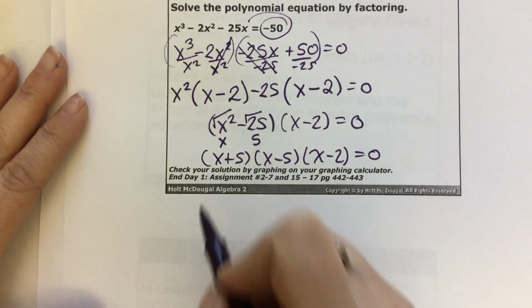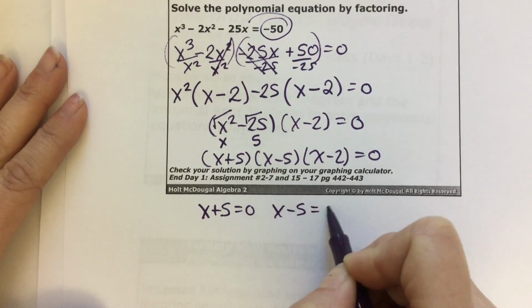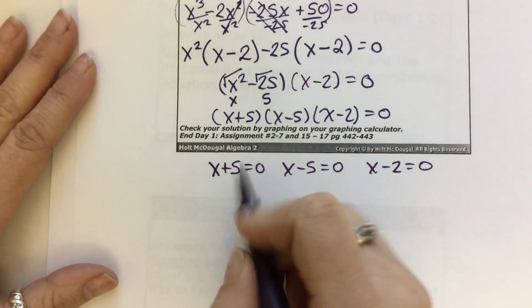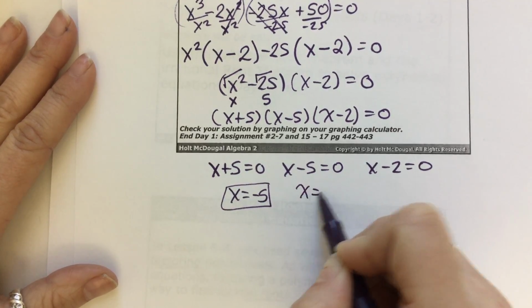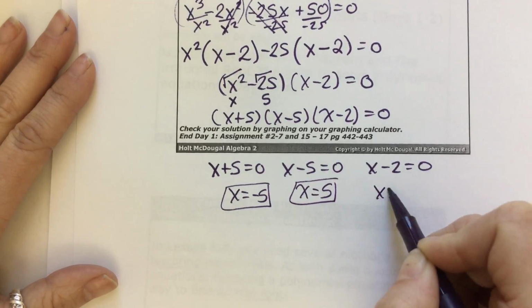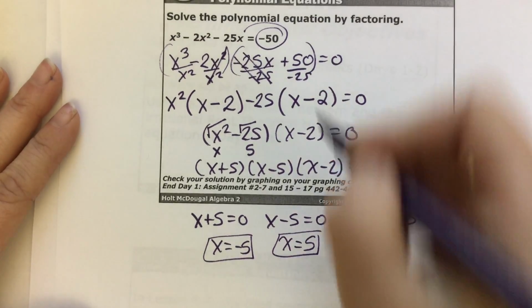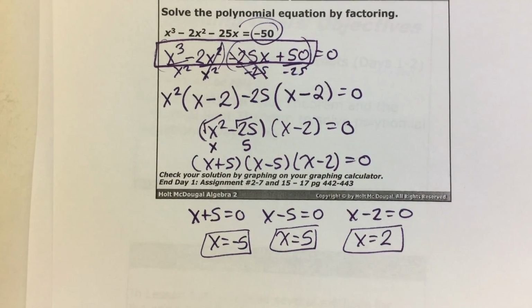So now to find the zeros, you take each piece. X plus 5 equals 0. X minus 5 equals 0. X minus 2 equals 0. Here I minus 5. 0 minus 5 is -5. Here I add 5. 0 plus 5 is 5. Here I add 2. 0 plus 2 is 2. So what this tells me is when I put this into Desmos, I am going to see a graph that touches or crosses the x-axis at 5 units to the left of the origin, 5 units to the right, and 2 units to the right.